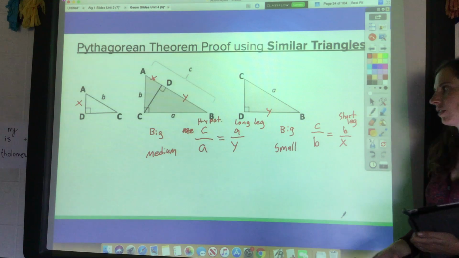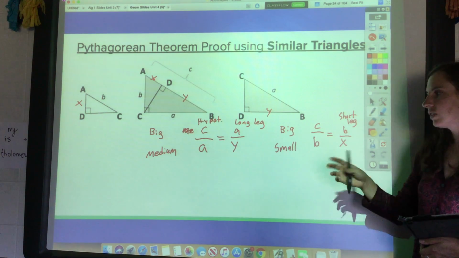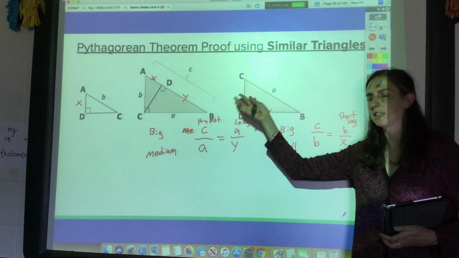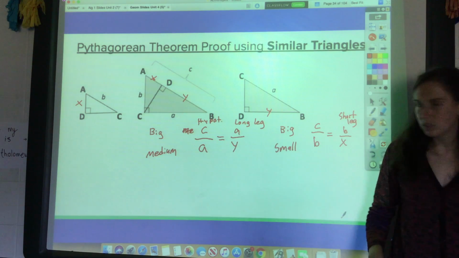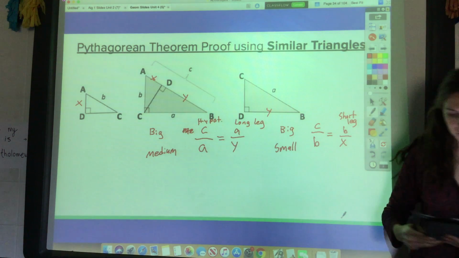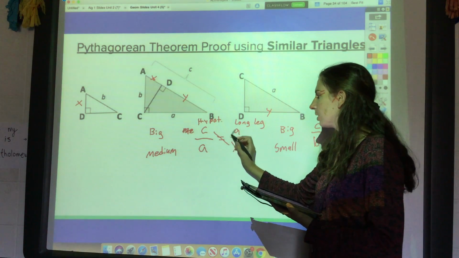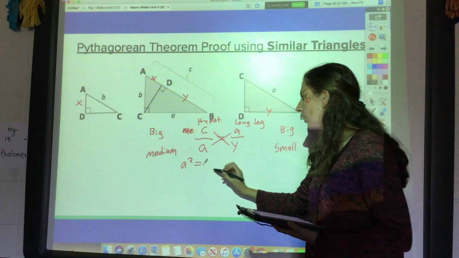Okay, I know that feels like I have a lot of variables, but I promise we're going to get there. So all I've done is just set up a couple proportions since they were similar triangles. And now, let's do a little cross multiplying and see what happens. So, if I cross multiply here, I get A times A, which is A squared, equals CY.